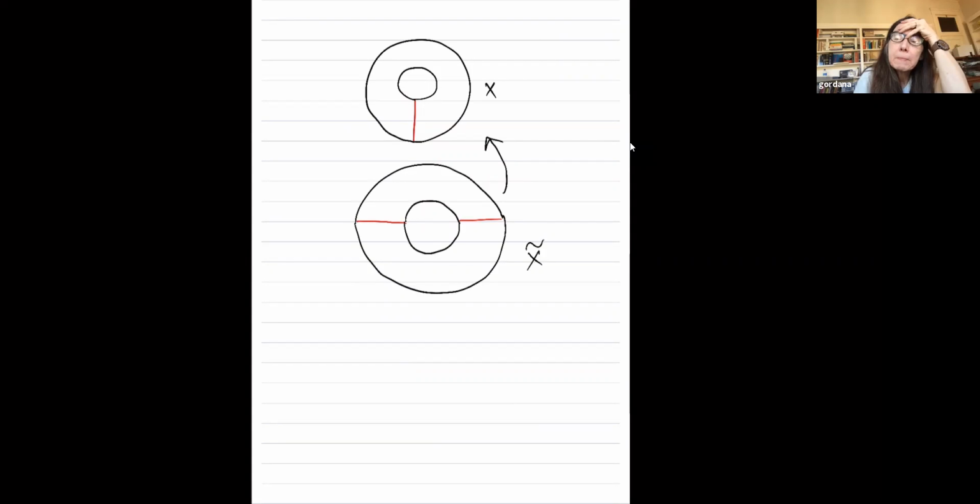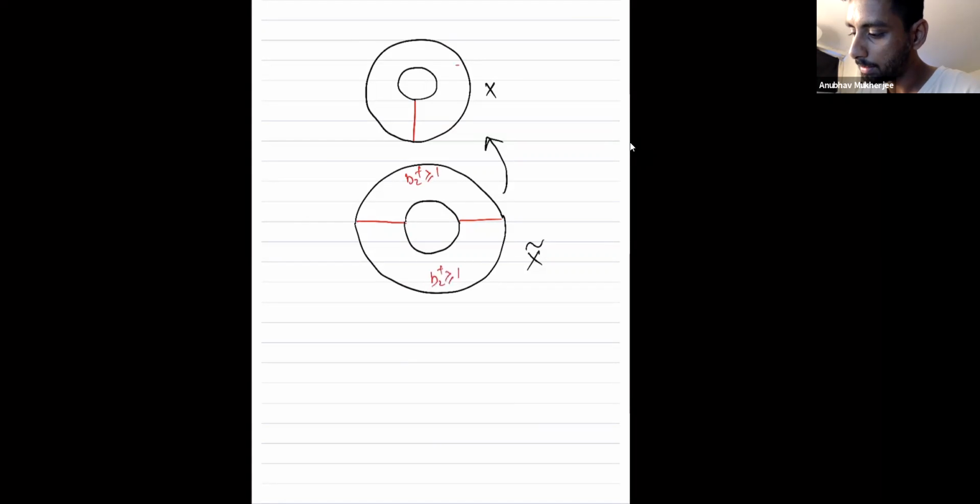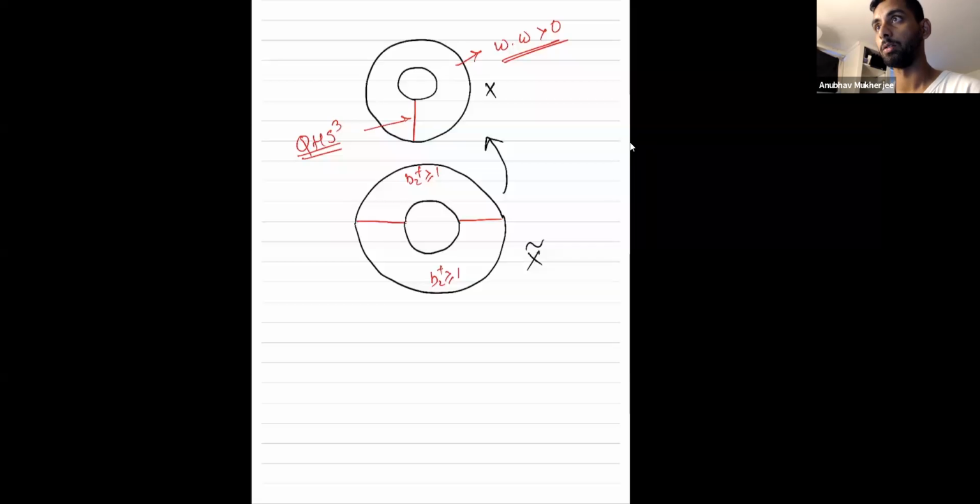Now you can tube these two things together, and also notice that b2 plus is greater than or equal to 1 in both the pieces, because I have a symplectic form omega such that omega wedge omega is positive. And since Y is a rational homology sphere, that could not destroy the homology or cohomology, so b2 plus is still greater than or equal to 1.